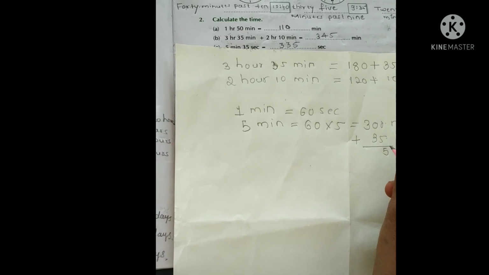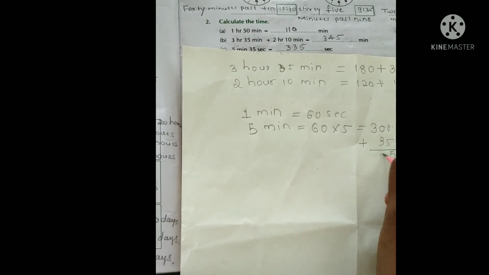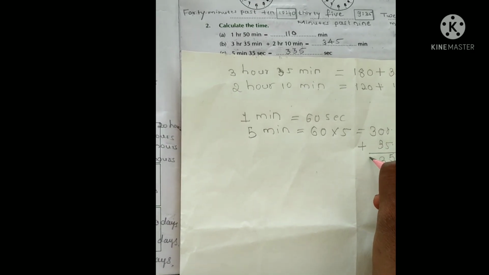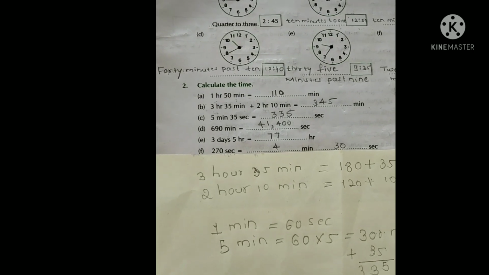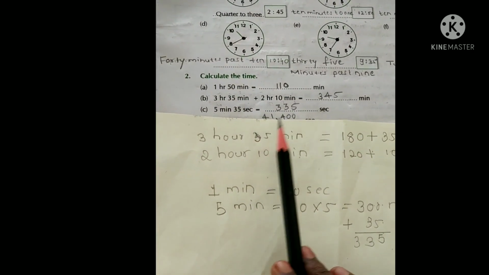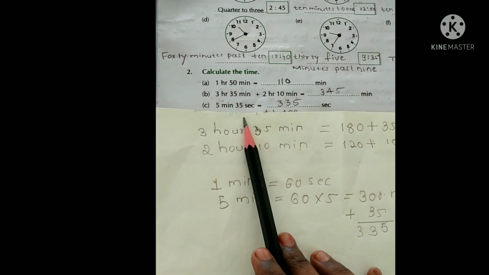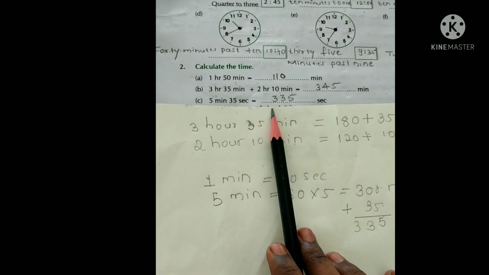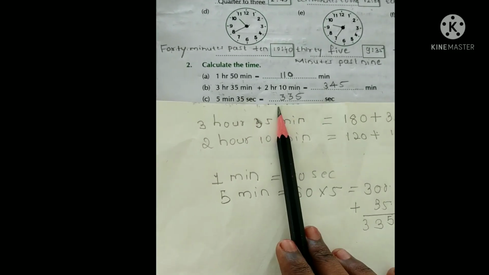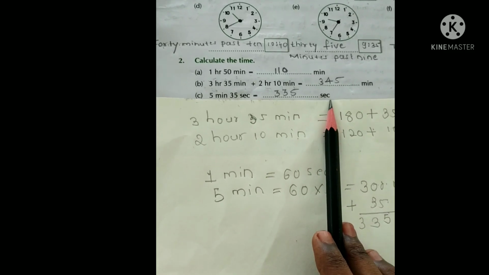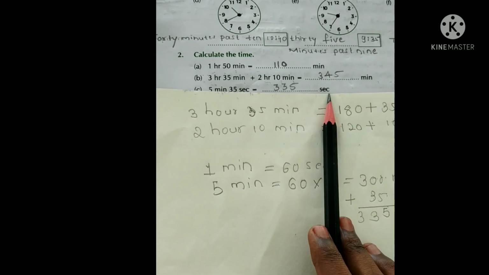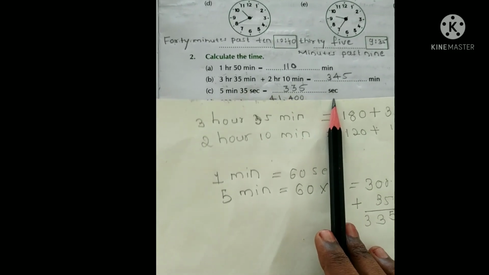5, 0 plus 5 is 5, 0 plus 3 is 3, and 3 is as it is 3. So the answer is 335 seconds. So write the answer here. 5 minutes 35 seconds can be written in the form of seconds as 335 seconds. Hope you understood, children. We'll go to the next question.